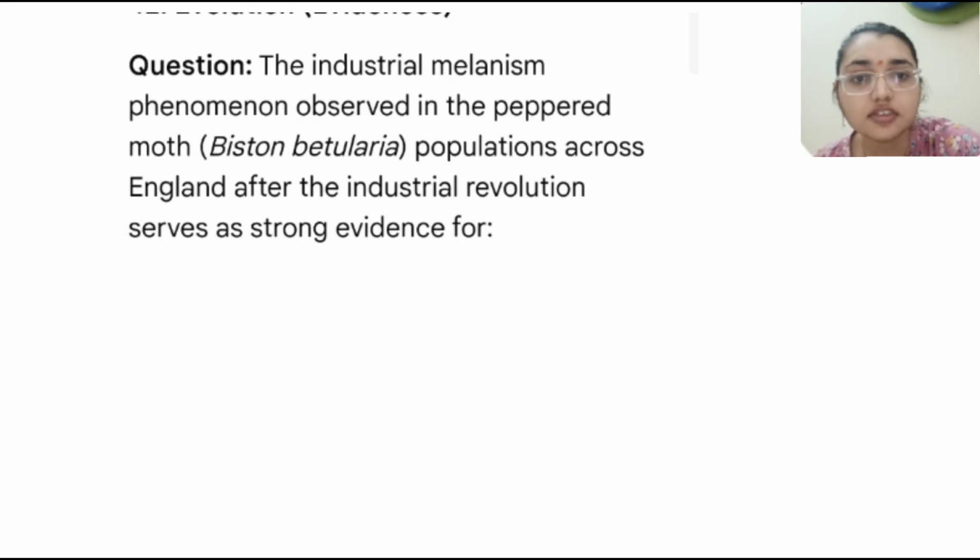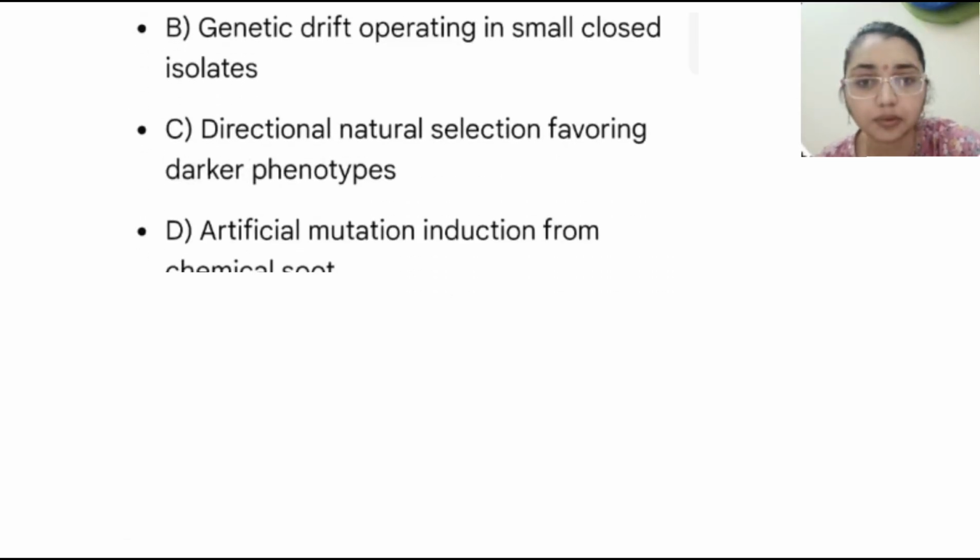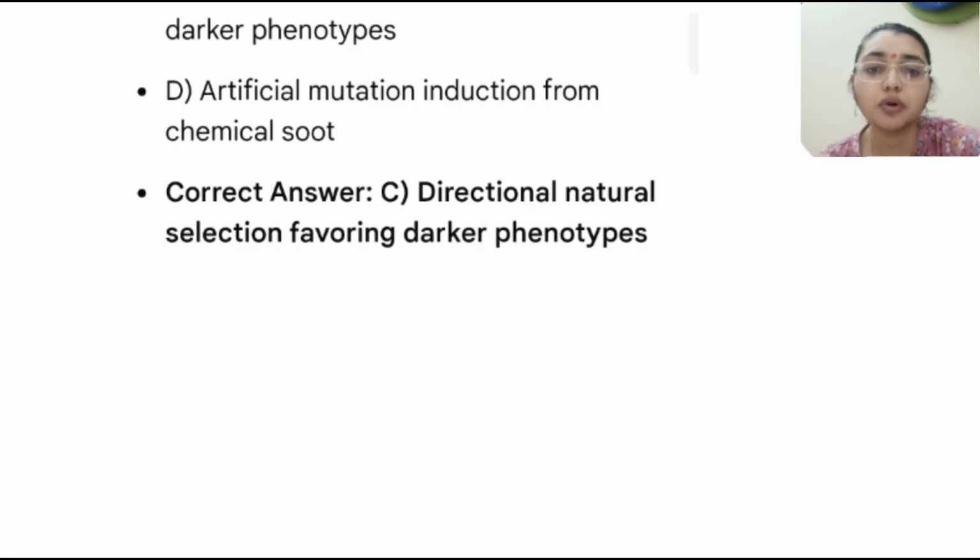Next is the industrial melanism phenomenon observed in the moth Biston betularia population across England after the Industrial Revolution. It serves as strong evidence for directional natural selection favoring the dark phenotype. Before industrialization, light-colored moths blended into the white lichen covering the tree trunks. Industrial soot killed the lichen and darkened the bark, making the light moths easily targeted by birds. Natural selection favored the melanic mutant, which hid safely against the soot and grew to a dominant population.